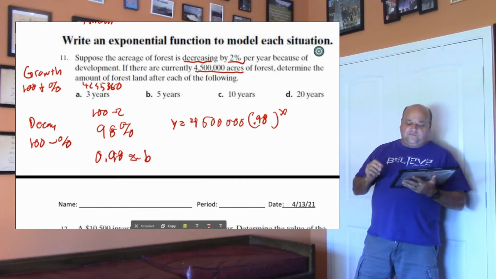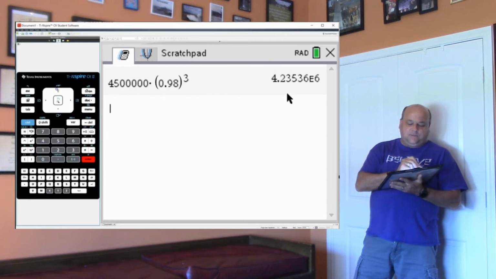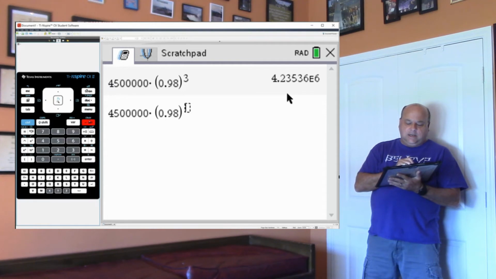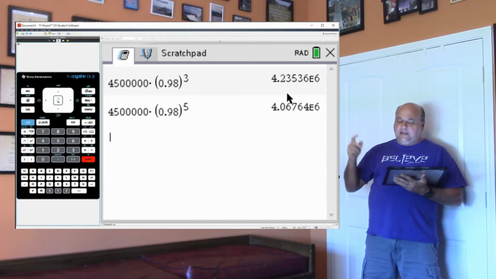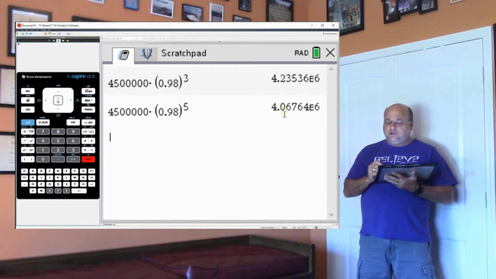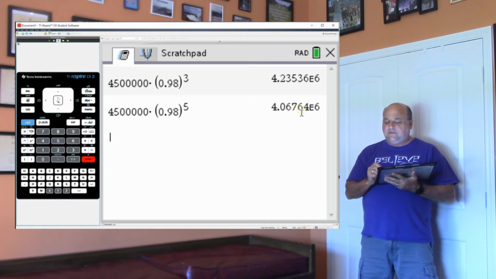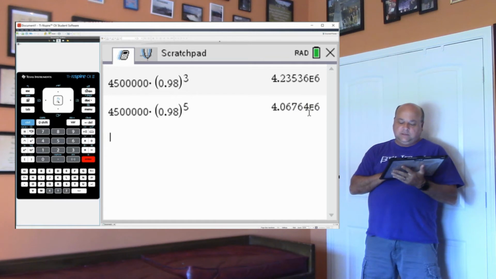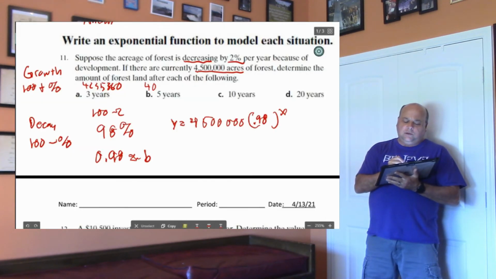Okay, but anyway, let's go to the 5th year. Now then, I'm going to show you a trick here. Hit the up button. Hit the up button again. Hit enter. And now I'm just going to change that 3 to a 5. So I'm going to delete, hit 5, hit enter, and it's 4.067. That E to the 6 means you're going to move the decimal 6 places. So I need to add 3 zeros and then another 0, giving 4,067,640.